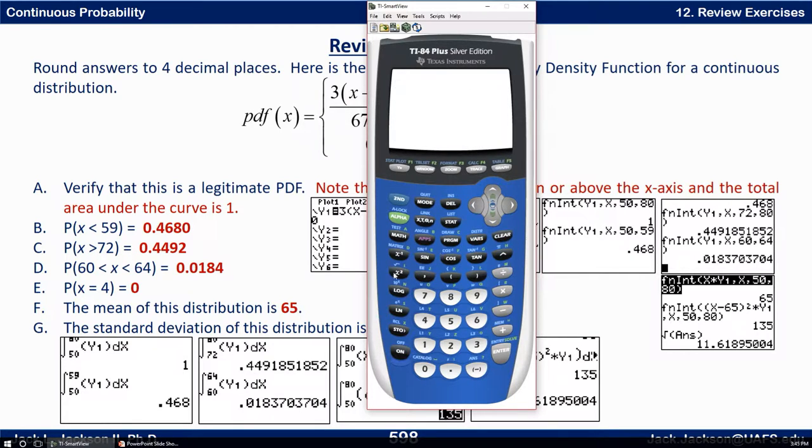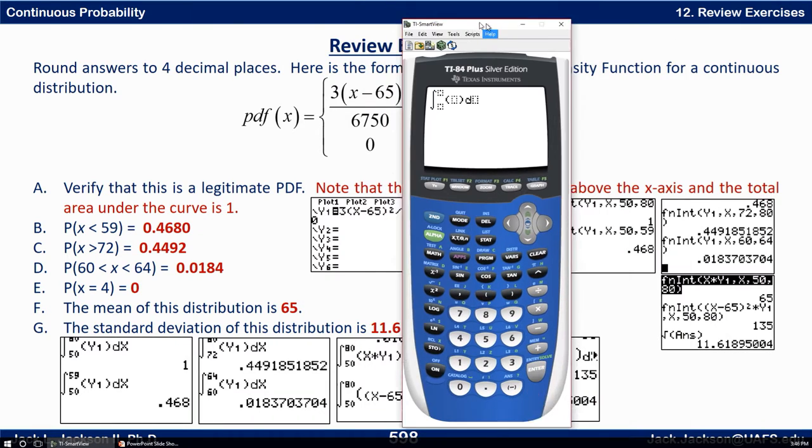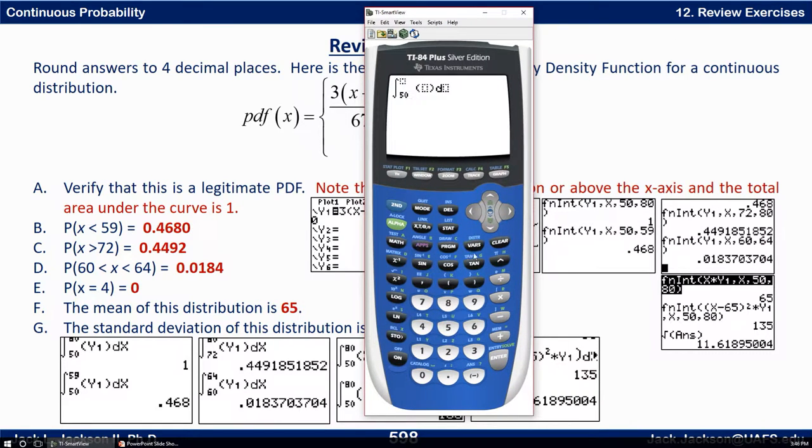Now, the mean of the distribution we can always find is what's called the expected value of x, which is Math 9. And then you do all the x's that matter. In this case, it's 50 to 80. If we just put y1 right there and dx, of course, as we saw, we get 1. But if we put x times y1 and then put dx here at the end, this is going to be the mean, which is 65. So what I'm going to do is store that as alpha m.